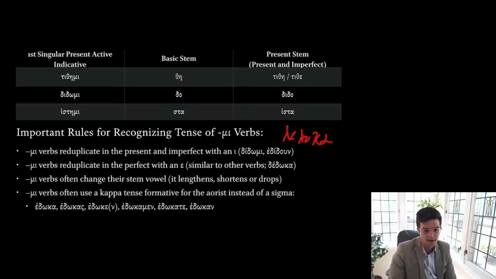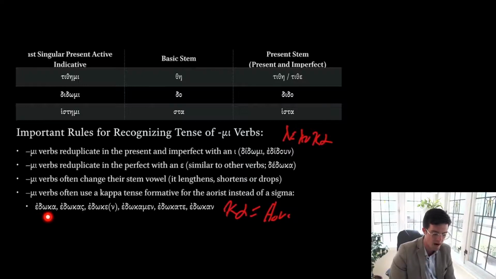There are mi verbs that also use a sigma, but you'll often see, and notice I say often there, a kappa tense formative for the aorist instead of a sigma. So the kappa alpha for mi verbs equals the aorist, and it does not equal the perfect.